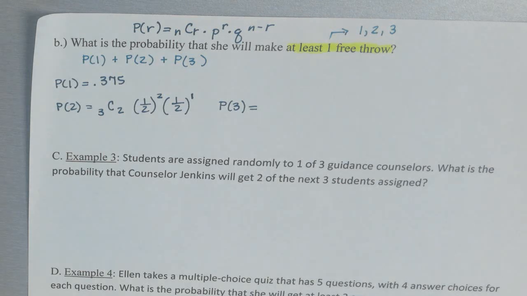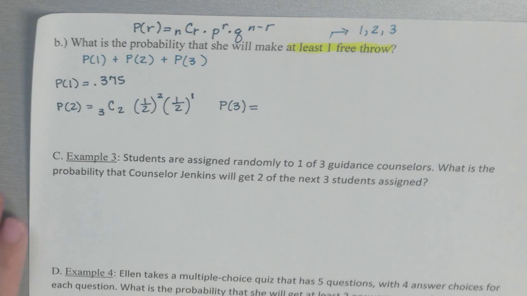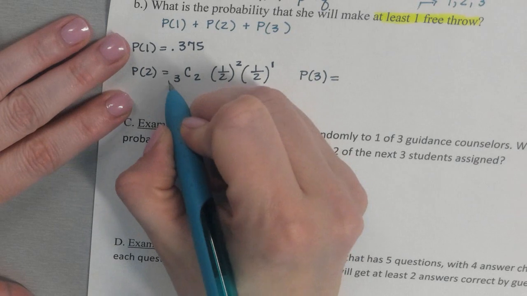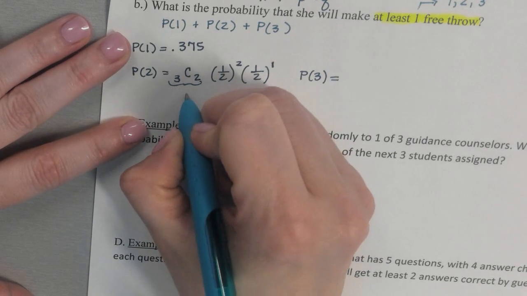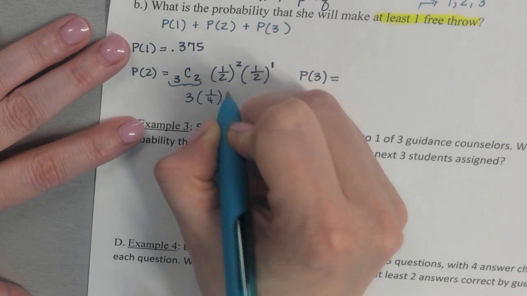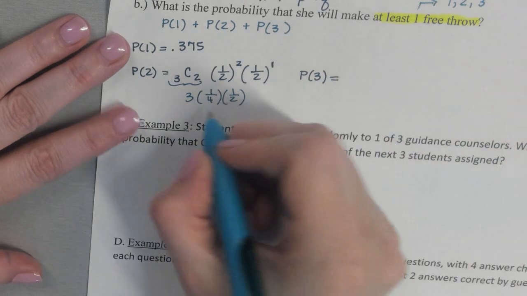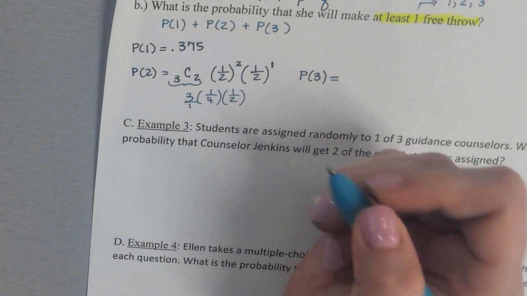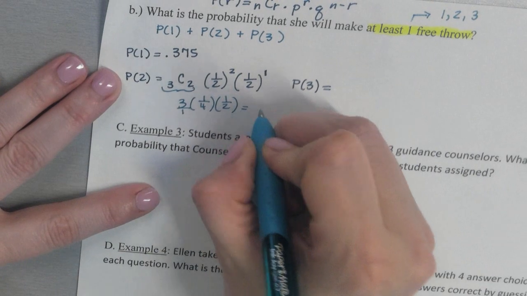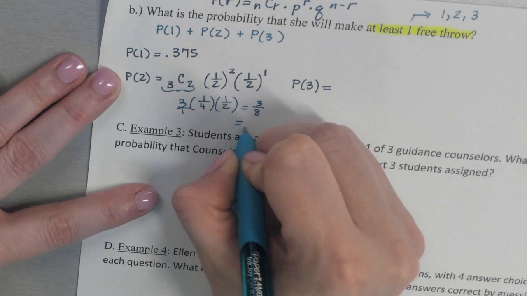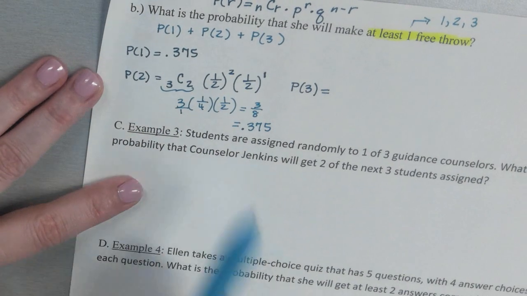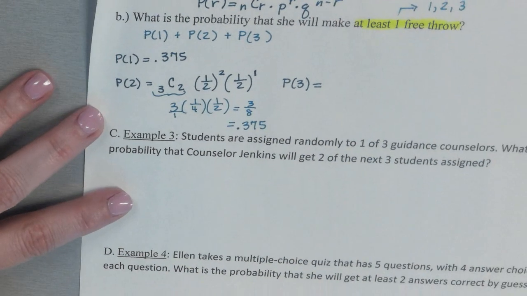Yeah, looks like it's going pretty well. So when you did 3 choose 2, what did you get? 3 choose 2 is 3. 1/2 squared is 1/4 times 1/2. And then when you multiply your fractions, that's 3 over 8. So we just did that, right? So we know that 3 over 8 as a decimal is 0.375. So we got the same thing that we got there.